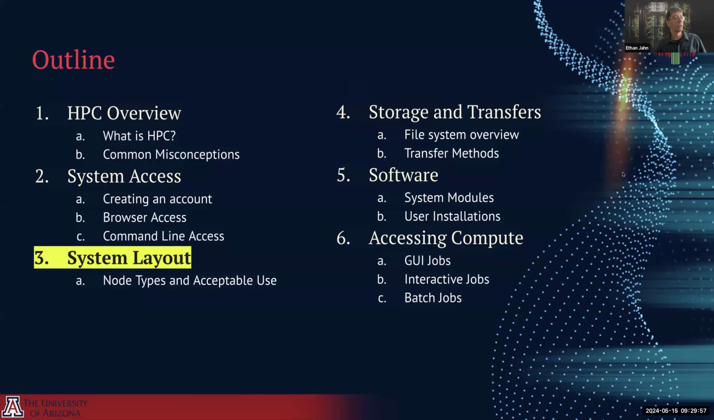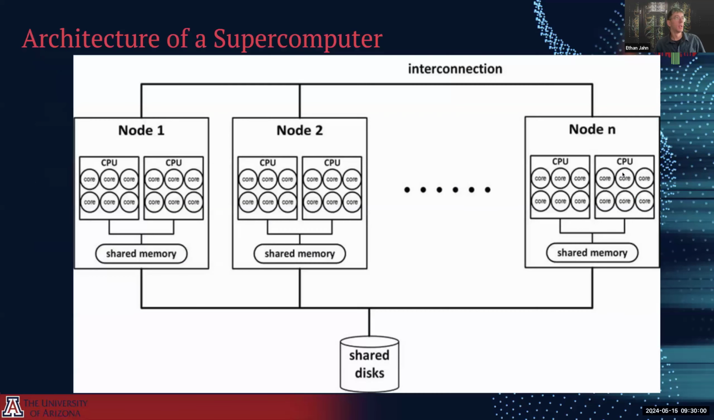So we're here in section 3, system layout. The very broad overview of the architecture of a supercomputer is that you have these individual computers called nodes. Each node has CPUs and cores and shared memory, and all of those nodes are interconnected together, and they all can access a shared file system. So, if I'm on node 47, this has access to the same file system as node 93, right? They all can access the same files, but they do have their own set of CPUs and local memory.